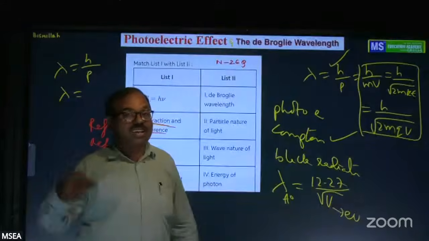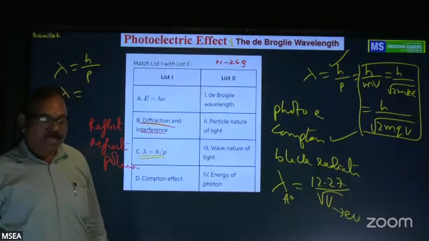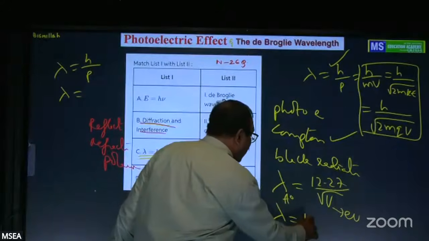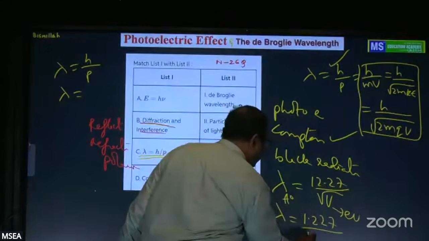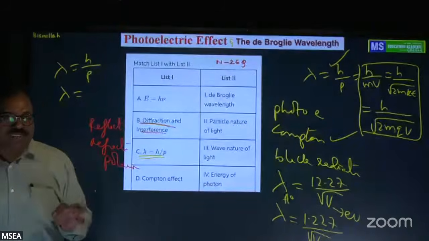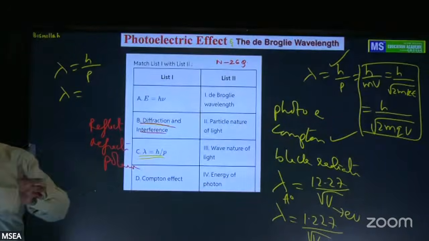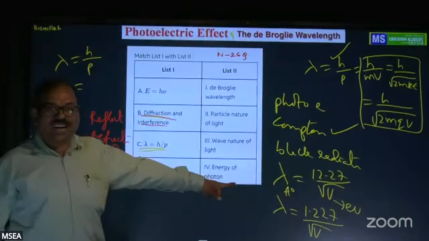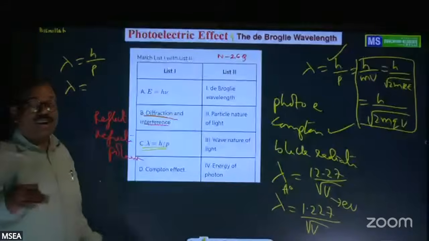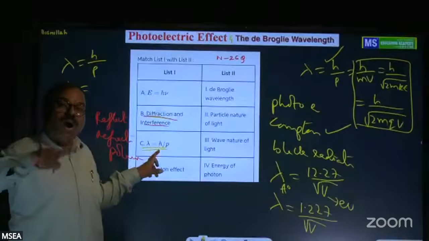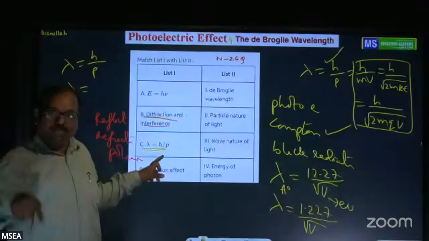This is in angstrom. Nowadays they are asking in nanometers. You must be careful about that. Whenever it is nanometer, it is 1.227 divided by root V, and this should be in nanometers. So while reading the question, you must check whether it is given in nanometers or angstrom, and based on that, select the formula. Right, now just based on this lambda is equal to h by p, what more questions they may give, I am going to discuss.